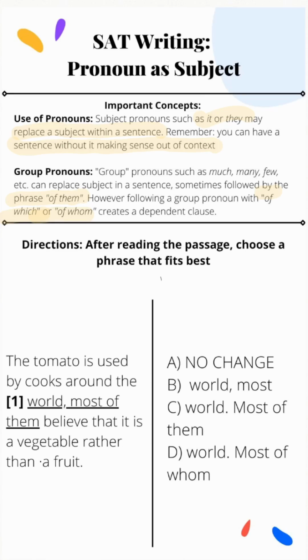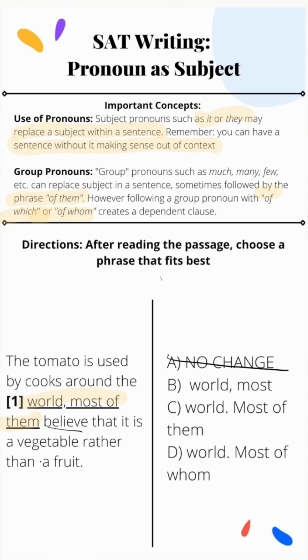So let's look at the question below. The tomato is used by cooks around the world. Most of them believe that it is a vegetable rather than a fruit. Now let's look at our potential options here. We're using most of them. And when we use most of them, that would imply that we need to have two separate sentences, because we know that using that subject pronoun in addition with of them and the verb believe, that makes a complete sentence. We actually have all the elements of a sentence there. So no change cannot be the correct answer.